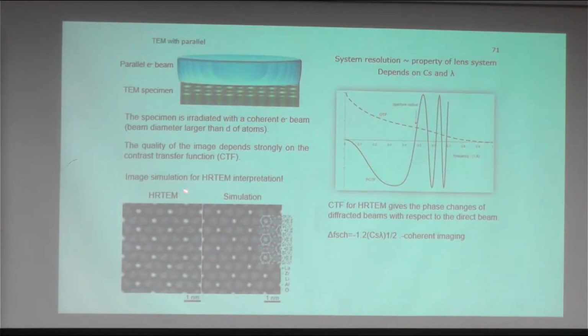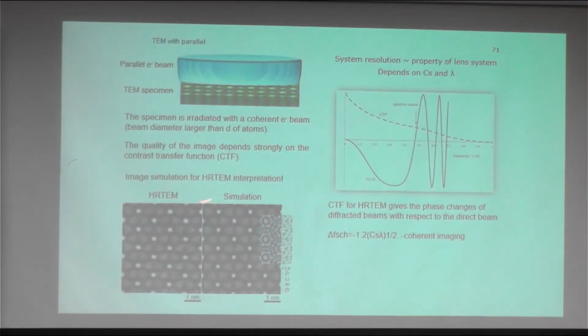Here you have an HRTEM image of a very complex substance like lanthanum, zirconium, lithium, aluminum, and oxygen. Here you can get a nice image like flowers. There's a central atom and some flowers here. And if you do the image simulation, you can adjust it to the crystal structure, which is very complex, as you can see here.